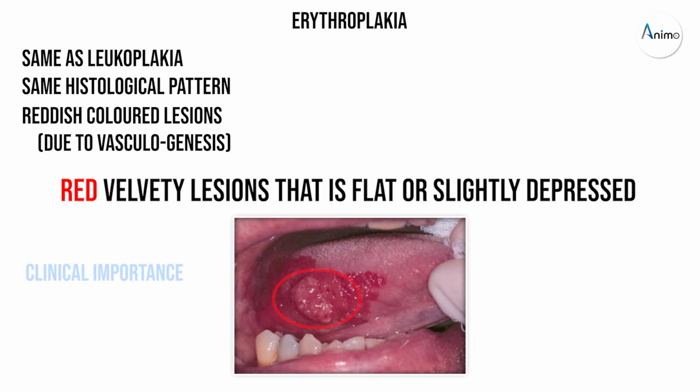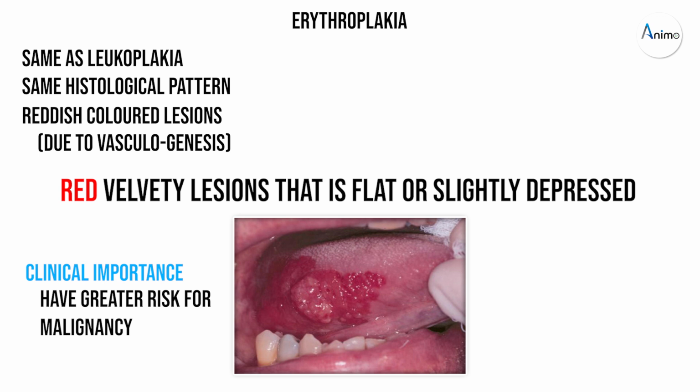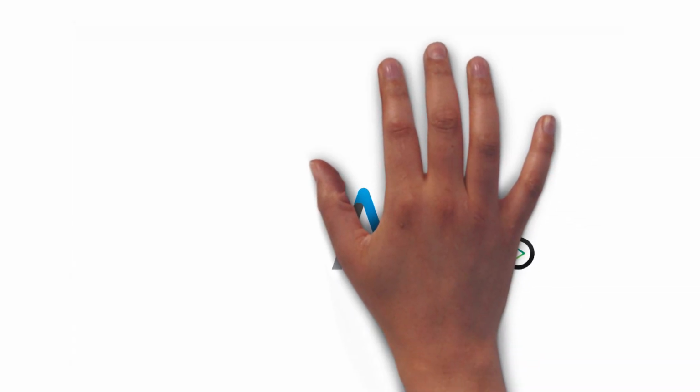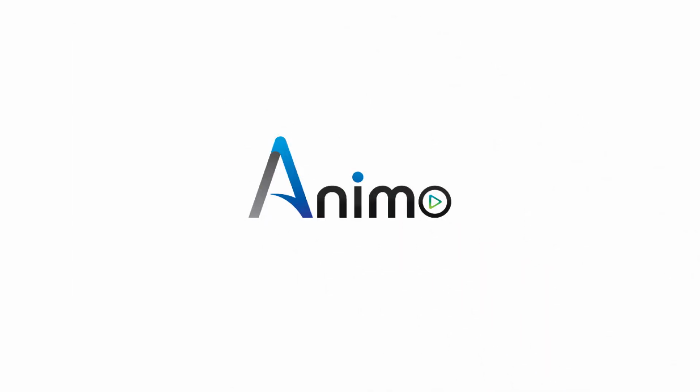So what's its clinical importance? It has a much greater risk for malignancy than leukoplakia, and smoking is a risk factor. And as for the histological spectrum, it is the same as that of leukoplakia. This table concludes the difference between leukoplakia and erythroplakia. So this concludes our lecture of leukoplakia and erythroplakia.